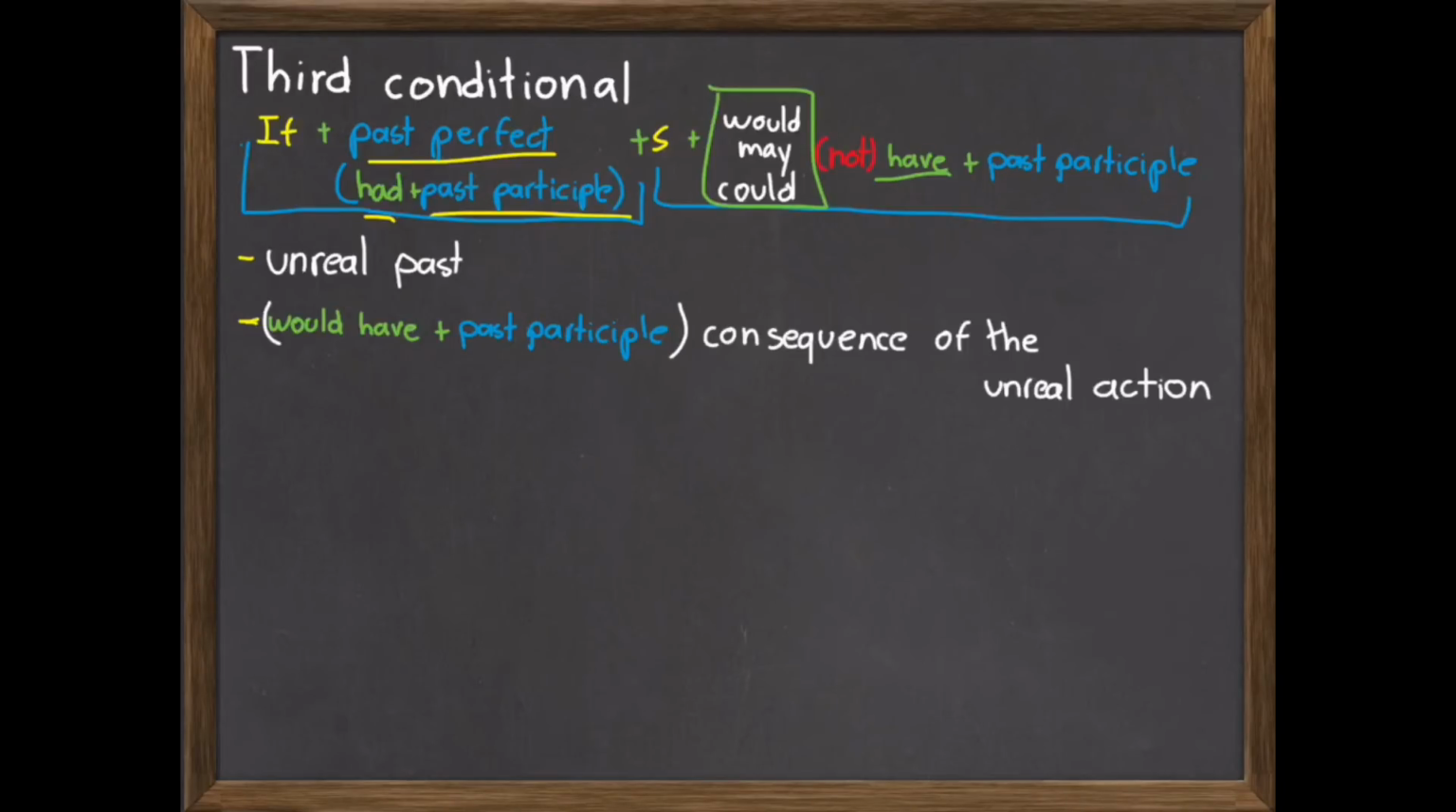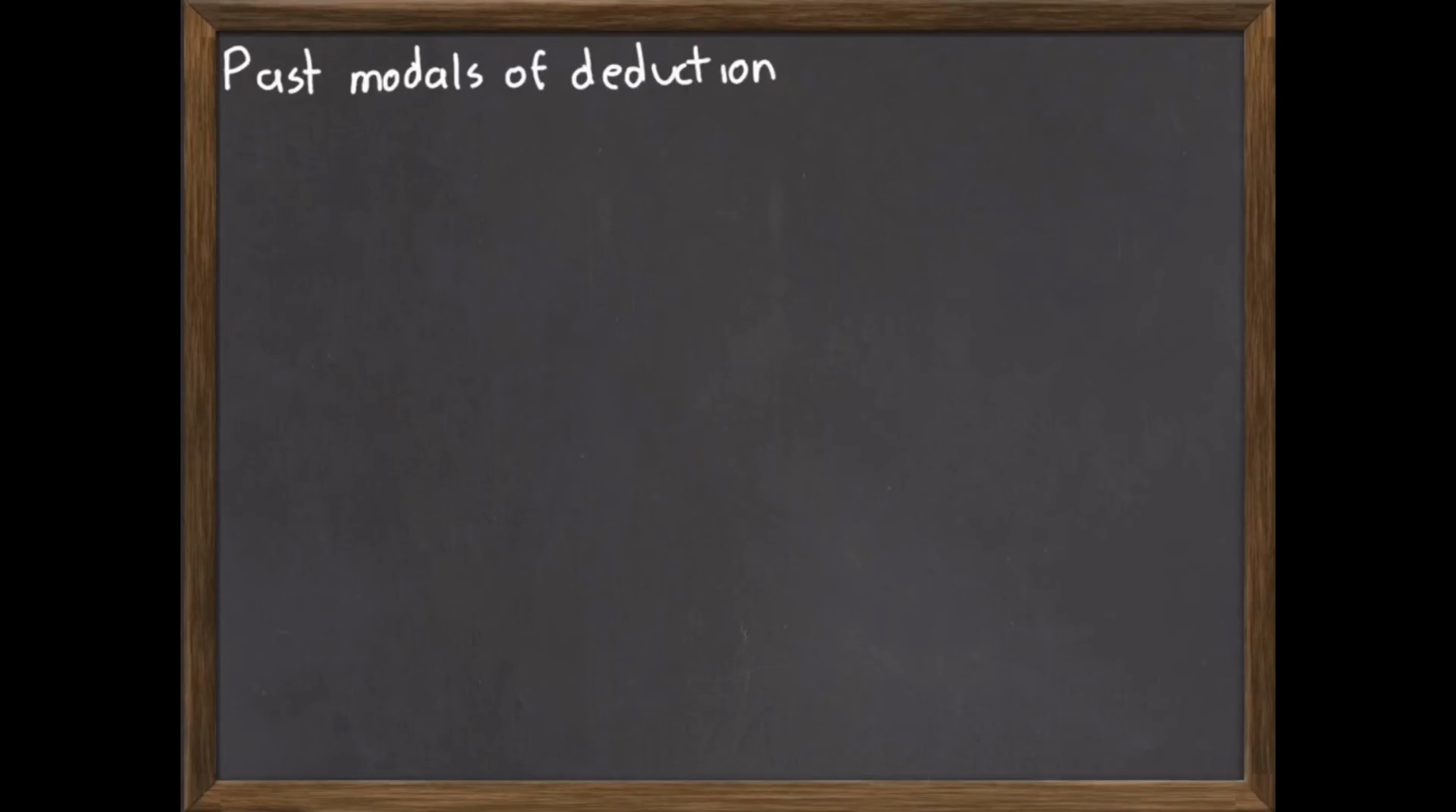Now that's it for the third conditional. Now let's look at another part of the grammar section. The next part is past modals of deduction. We use the past modals of deduction to talk about or to express how certain or uncertain we are about something that happened in the past.